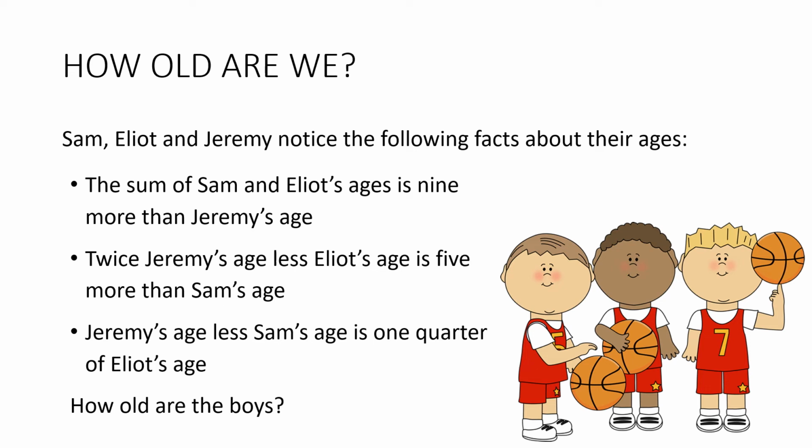So we would start this question by defining some variables. We would say let S be Sam's age, let E be Elliot's age, and let J be Jeremy's age. Let's look at this first one. The sum of Sam's and Elliot's ages is 9 more than Jeremy's age. The second one, twice Jeremy's age less Elliot's age is 5 more than Sam's age. And the last one, Jeremy's age less Sam's age is 1/4 of Elliot's age.